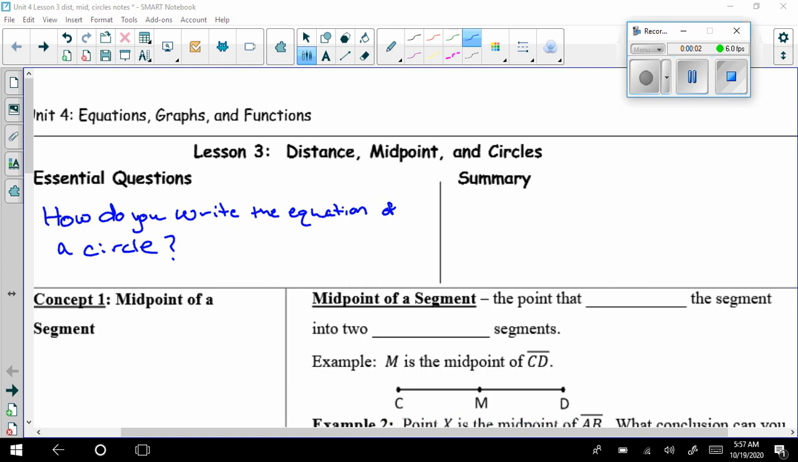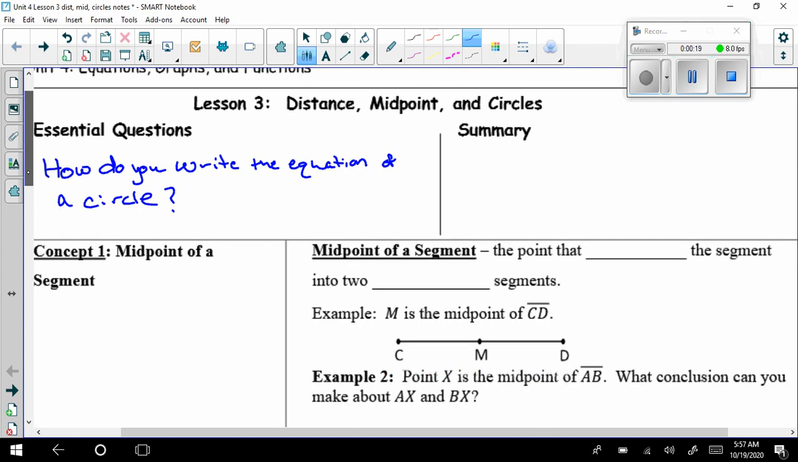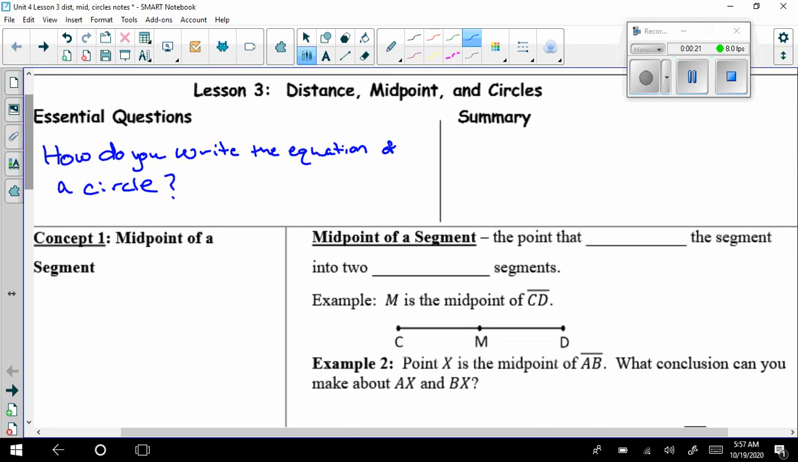Hey guys, so moving into Unit 1, Lesson 3, we're actually going to look at equations of a circle, which is not actually a function, but we can still write those equations and graph them by hand. So two basic concepts that you need in order to be able to do this is your midpoint formula.